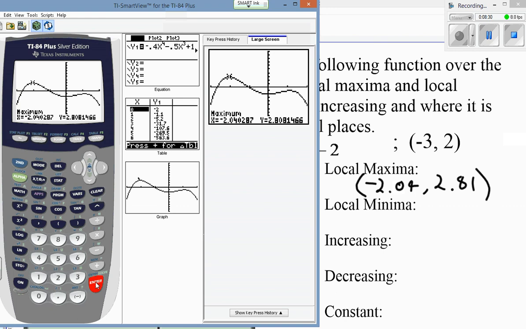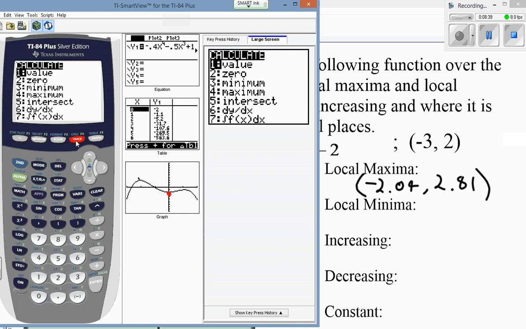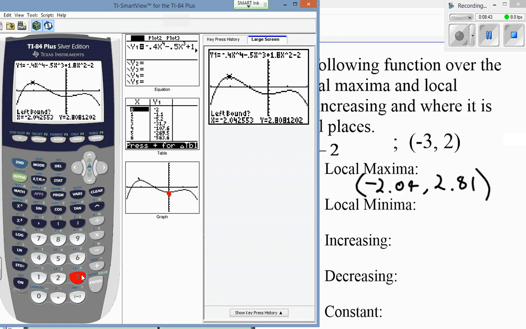Okay, and that's going to be right here on my graph. Okay, so local minimum, same kind of calc features. I go to second, calc. I'm going to go to minimum, 3. And so I'm already left bound of this minimum here. So I'm just going to go ahead and hit enter. And I'm going to scroll over until I am right of that local minimum. And once I see it, yep, I'm starting to increase there. So I'm going to go ahead and say I am right of that local minimum. I hit enter. And I guess somewhere over here.